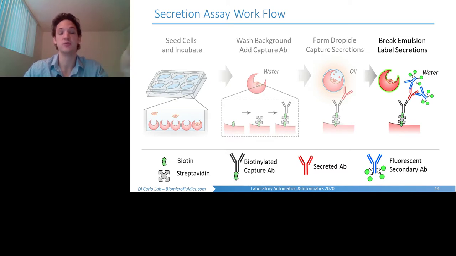We can then utilize some of the functionality of our particles. In this case, we have biotin groups embedded into the particles themselves. We can add streptavidin, and then we're linking a biotinylated capture antibody that's specific to human IgG Fc. Then once we do this, we can immediately emulsify it into these dropicles. And so what this lets us do is compartmentalize the cell. Any secreted molecules in this case will then attach to the particle surface due to the capture antibodies.